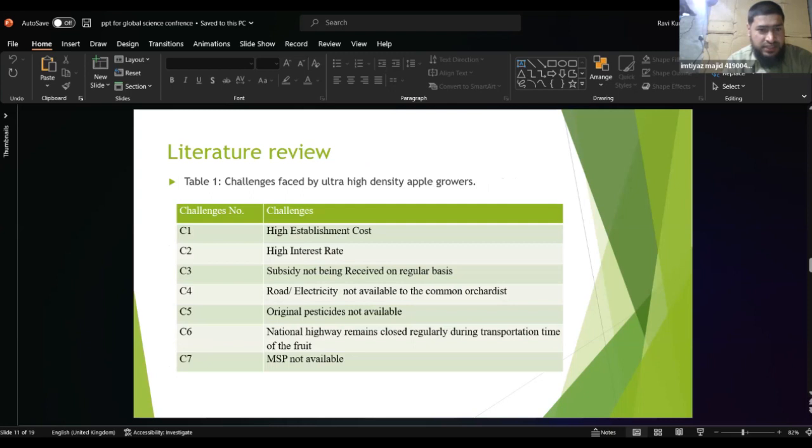Here are the challenges. The first challenge is high establishment cost. Second is high interest rate. Third, subsidy not received on a regular basis. Fourth, road and electricity not available to the common orchards. Fifth, original pesticides not available. Sixth, the national highway remains closed regularly during the transportation time of fruit. Seventh, MSP not available.